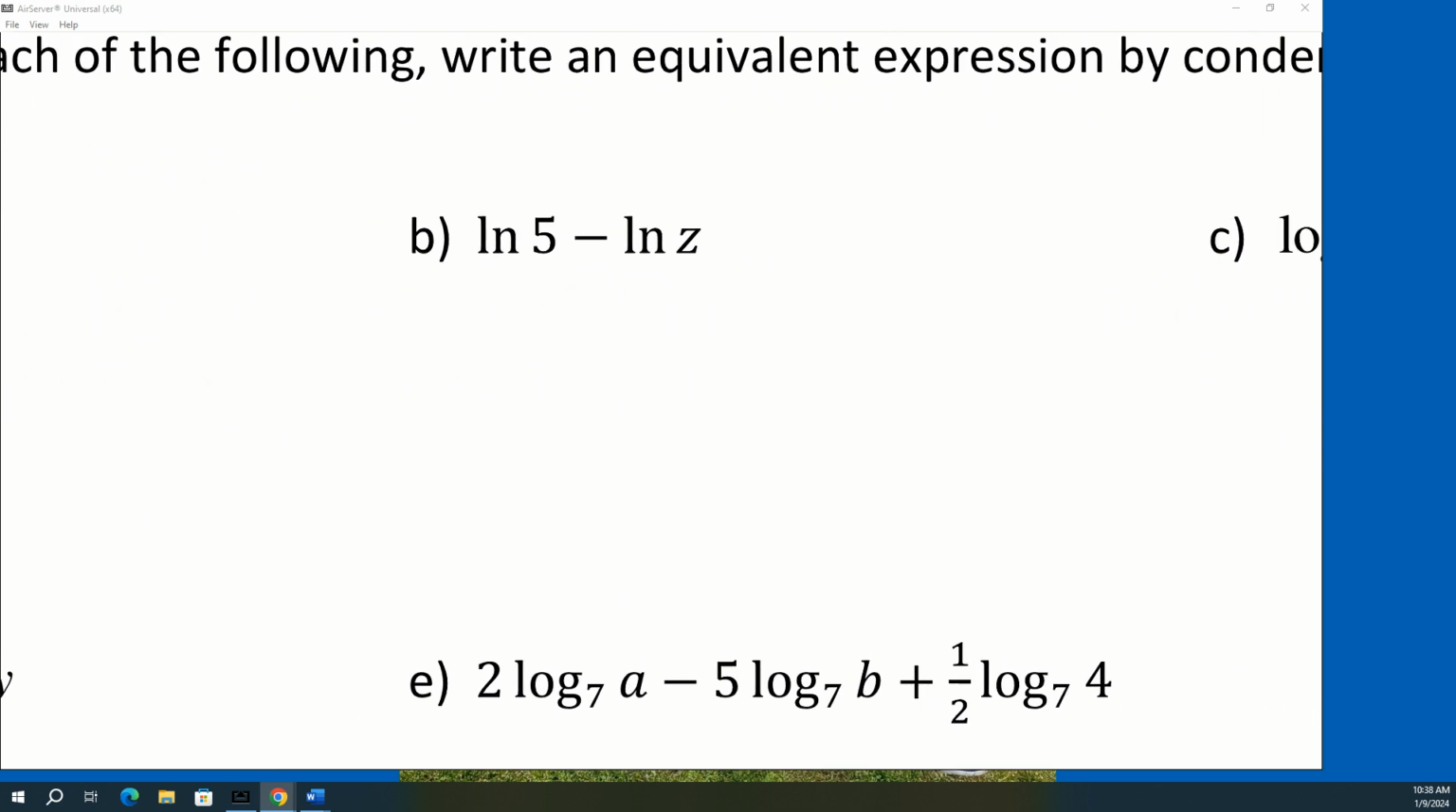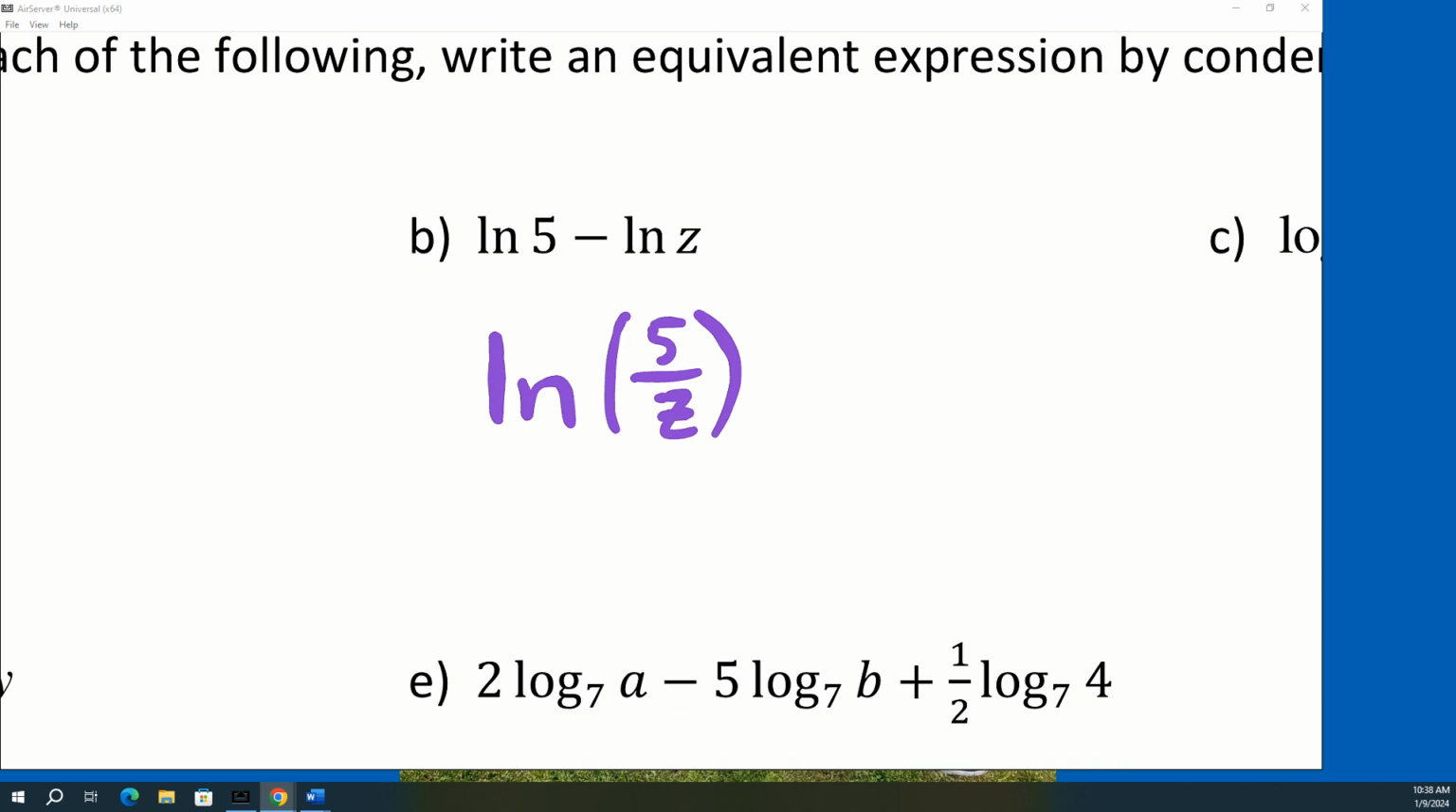All right, and then for b, we have the natural log of 5 minus the natural log of z. So we're going to bring that together as one natural log. And since these logarithms are subtracted, we're going to bring them together using division.